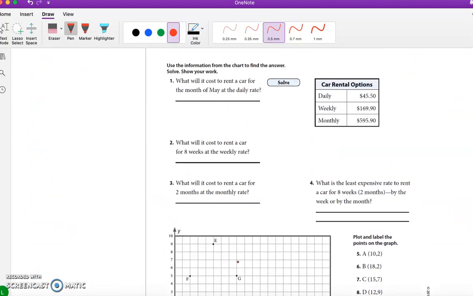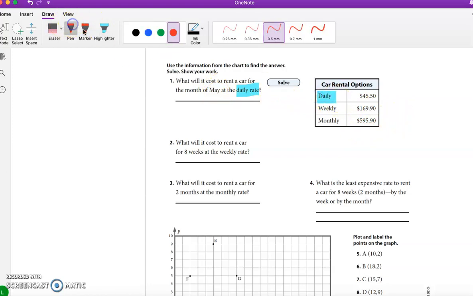This one is not a fraction question. It's more like a review question. However, I still want you to complete them, and I'm going to help you out. So number 1, it says, what will it cost to rent a car for the month of May at the daily rate? So when we look at the chart, it had 3 sections. One is daily rate, weekly rate, and monthly rate. And number 1 is asking about daily rate.